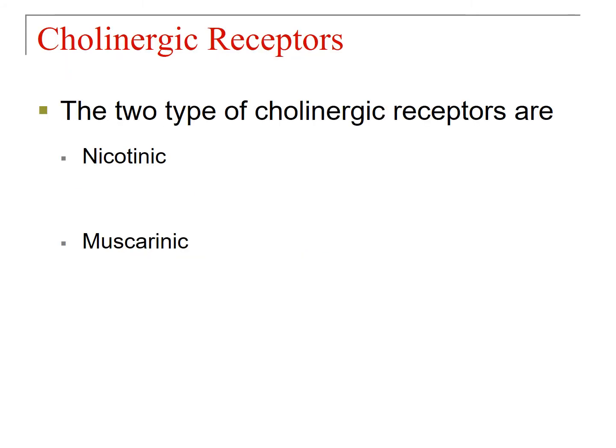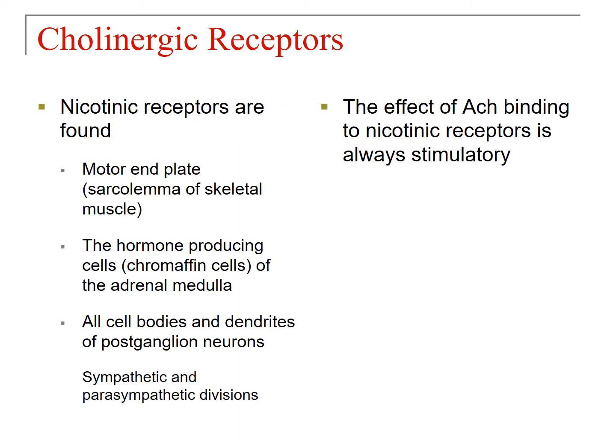So the two types of cholinergic receptors are nicotinic and muscarinic. You find nicotinic receptors at motor end plates in skeletal muscles, the hormone-producing cells of the adrenal medulla, and again, all cell bodies and dendrites of postganglionic neurons in both the sympathetic and the parasympathetic divisions. And if you bind acetylcholine to nicotinic receptors, it is always stimulatory.